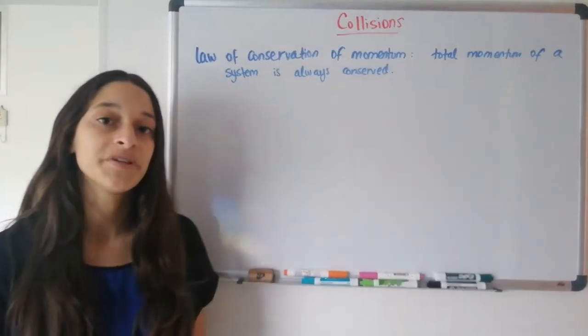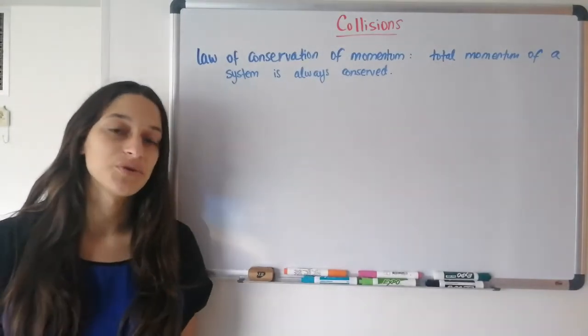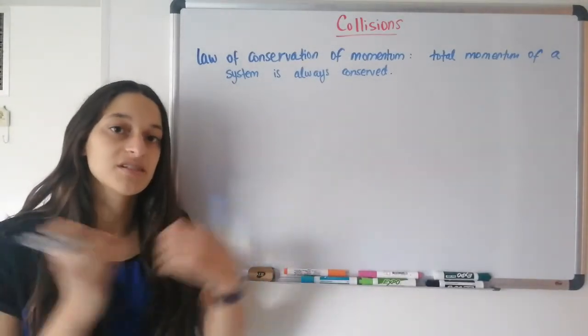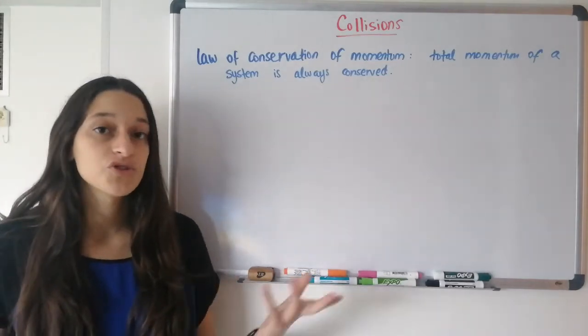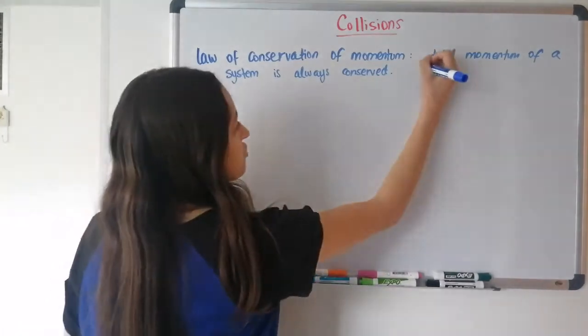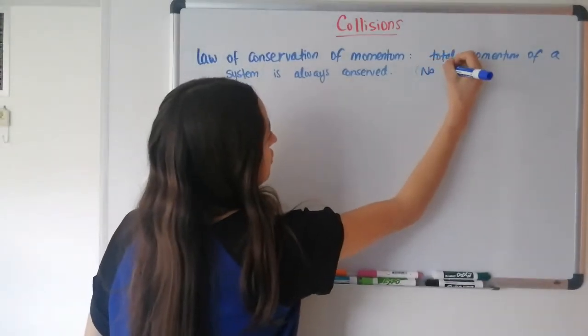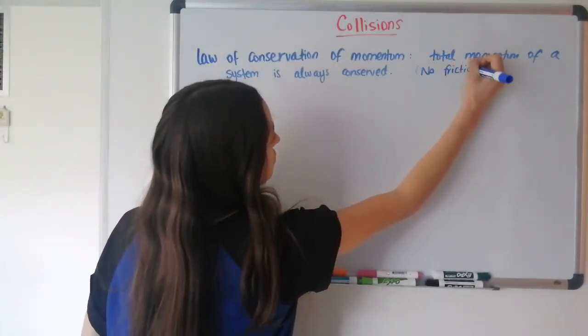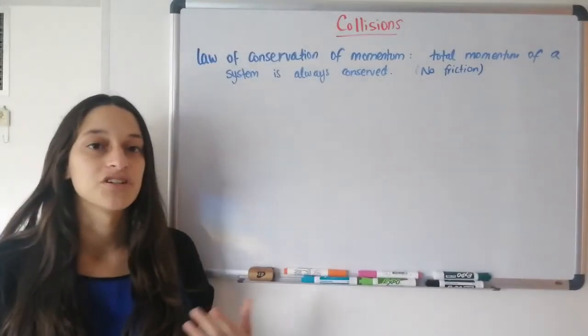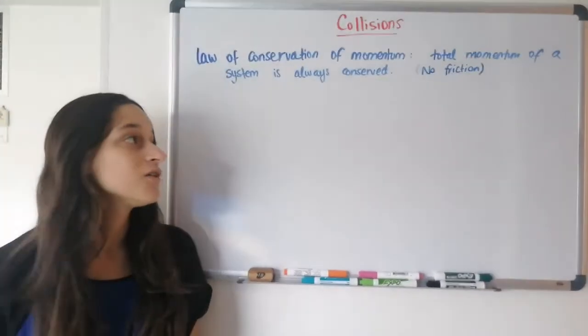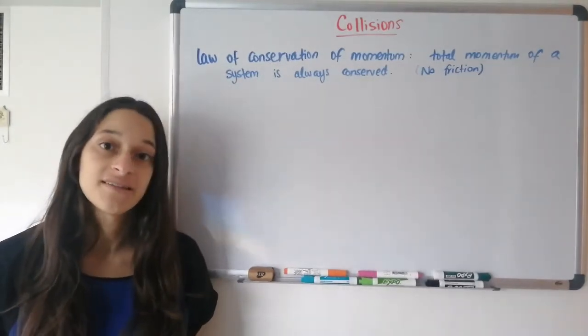So this is actually only the case when there's no friction, when there's no external forces, just the two objects colliding against each other. So in every single example that we're going to solve, there's going to be no friction. If there is friction, we can't solve these problems because we don't know how friction affects them yet. So for now, all of our examples will be frictionless.